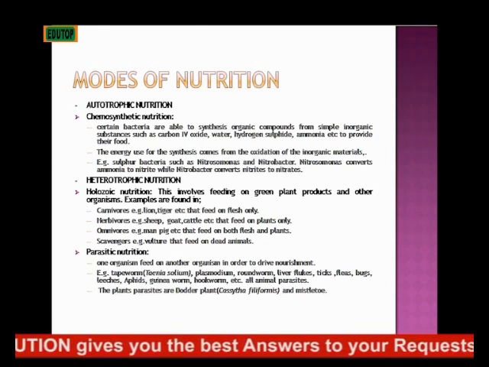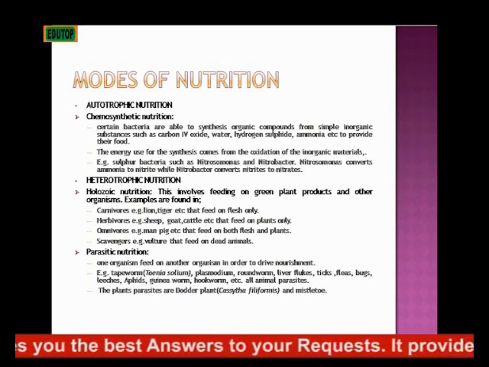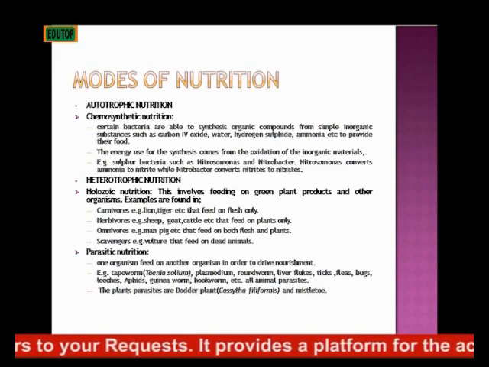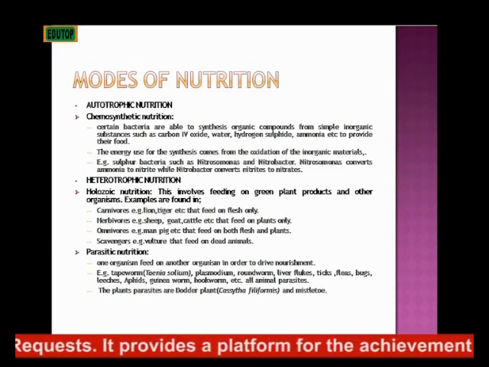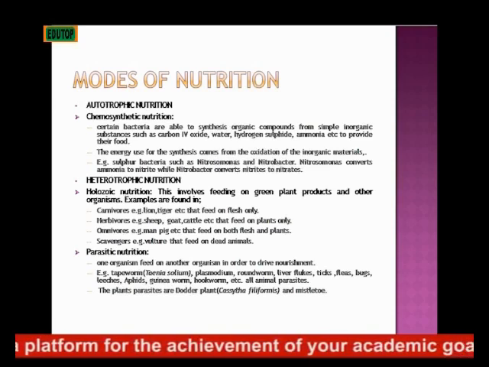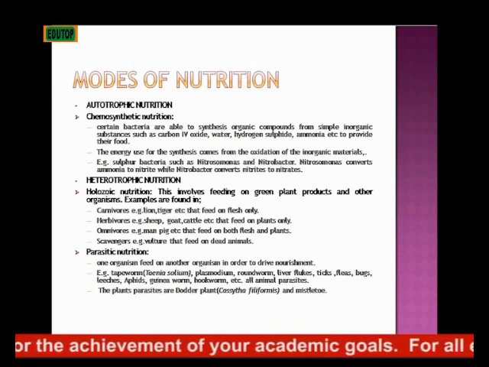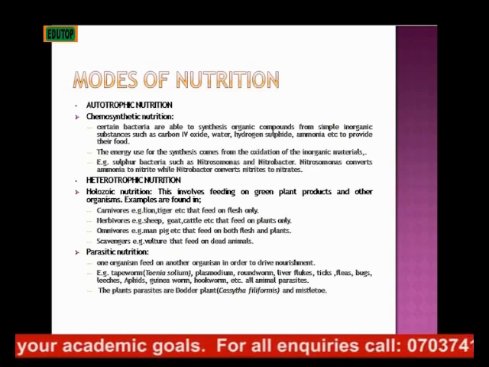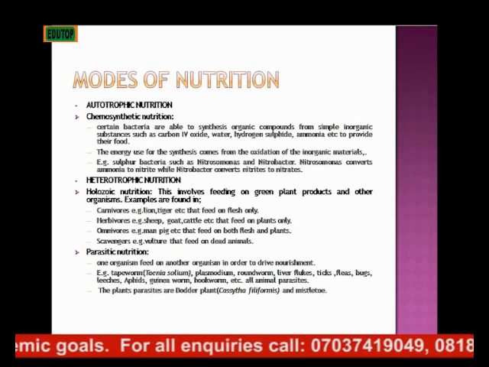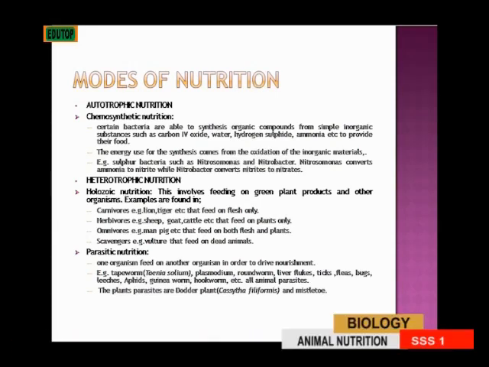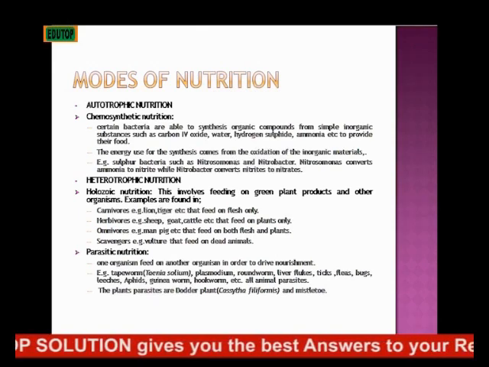So we talk about chemosynthetic nutrition. Certain bacteria are able to synthesize organic compounds from simple inorganic compounds such as carbon IV oxide, water, hydrogen sulfide, ammonia to provide their food. That's a kind of autotrophic nutrition done by the bacteria. Also, the energy used for the synthesis comes from the oxidation of the inorganic materials.